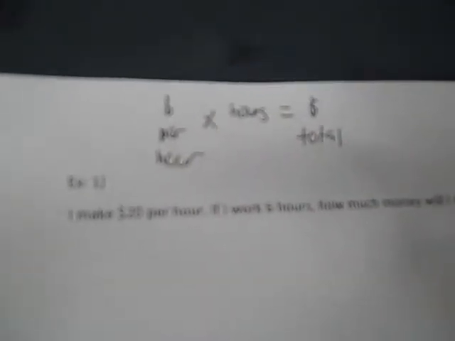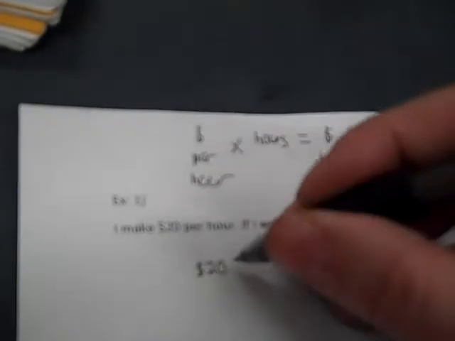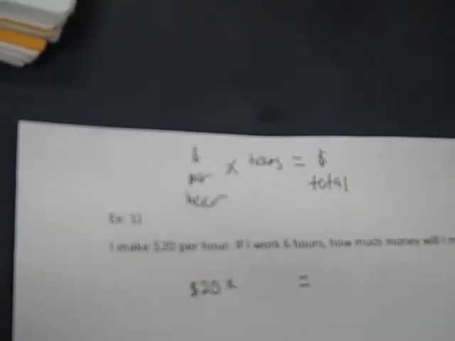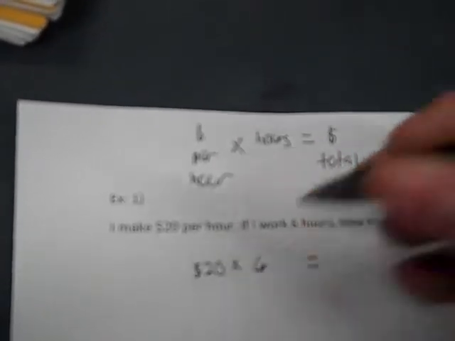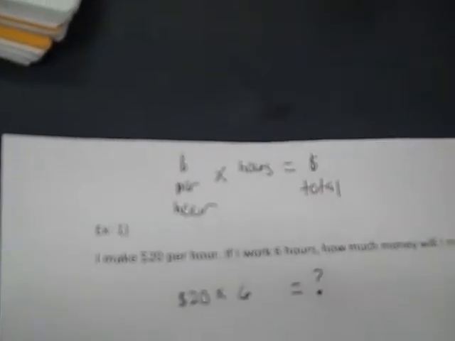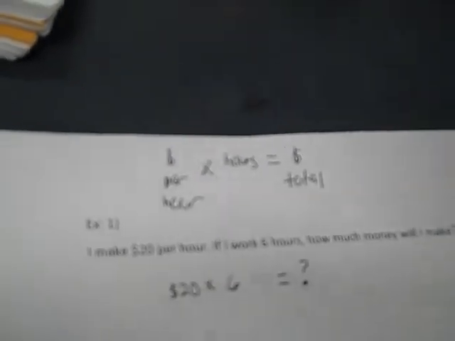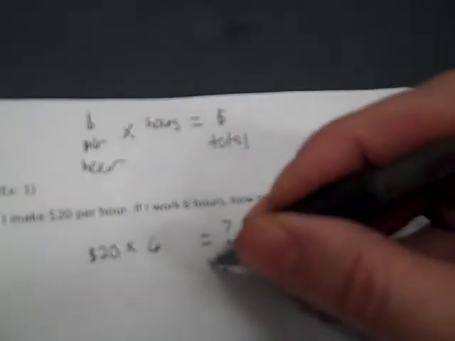I make $20 per hour. If I work 6 hours, how much money will I make? Okay, so we're always going to know the dollars per hour, so we can write $20 per hour. And I write times, and then I go find the number of hours I work. Well, I work 6 hours, so it's 20 times 6, and then the money total after I'm done working, that's what I don't know. Okay? So that's a times problem. It's just 20 times 6, so I put 120, that's the answer. Okay, and it says how much money will I make, so it's $120.